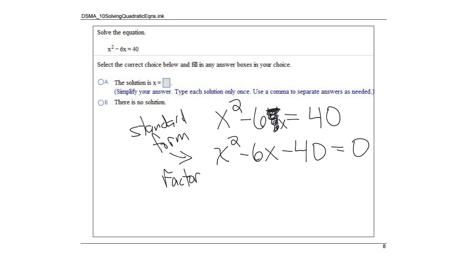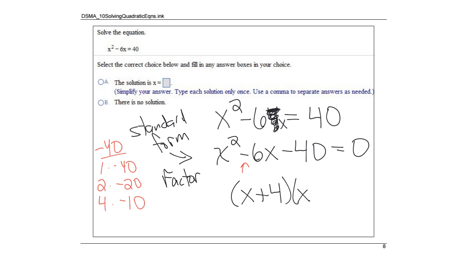So let's see, we have negative 40. We know the bigger number needs to be negative because I have a negative here. So let's see, I have 1 times negative 40, 2 times negative 20, 4 times negative 10. Looks like that one's going to work because 4 times negative 10 gives me negative 40, and 4 plus negative 10 gives me the negative 6 in the middle. All right, so we have x plus 4 and x minus 10 is equal to 0.